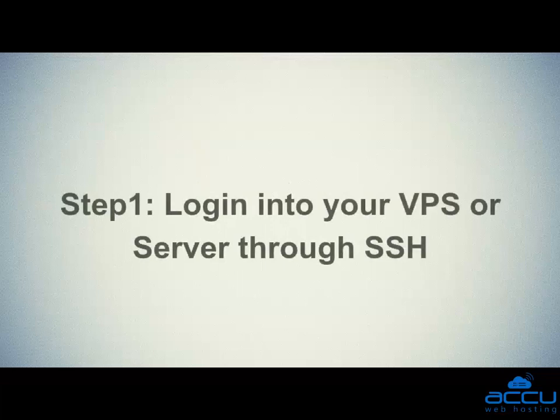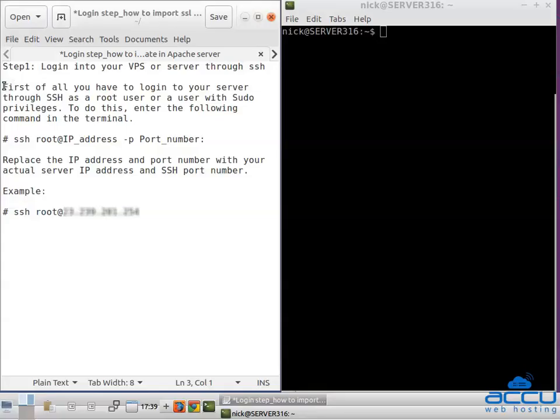Step 1. Login into your VPS or server through SSH. First of all, you have to log into your server through SSH as a root user or a user with sudo privileges. To do this, enter the following command in the terminal. Replace the IP address and port number with your actual server IP address and SSH port number.